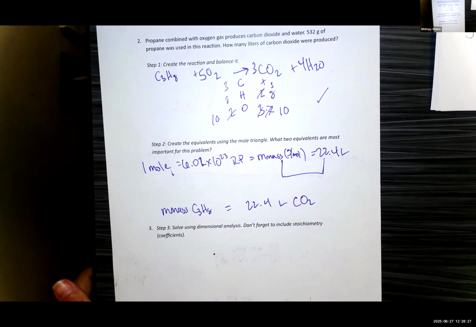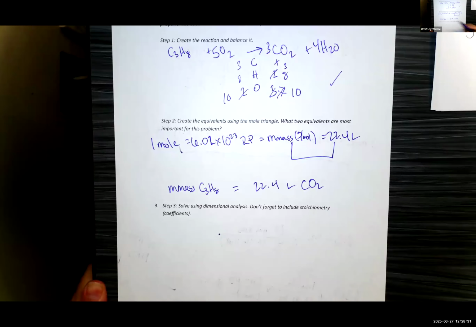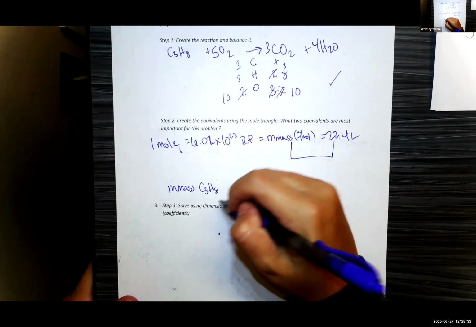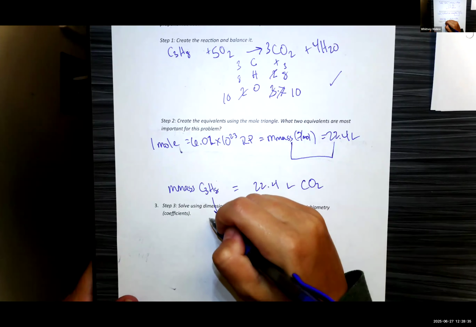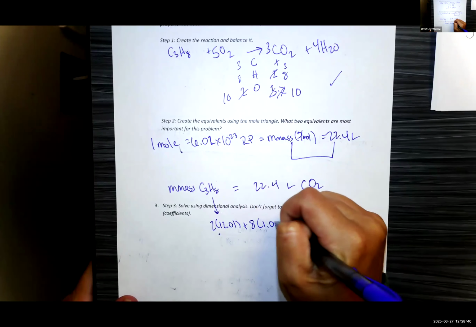But once you have those two, setting up the dimensional analysis is not so bad. First, what is the molecular weight of C3H8? So that's just taking 3 carbons plus 8 hydrogens.